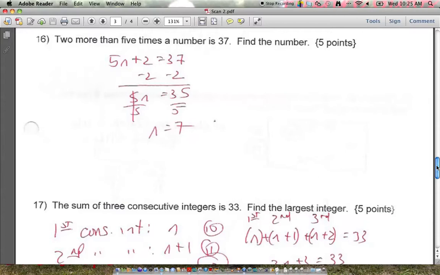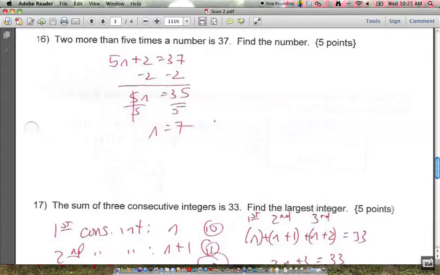So I don't need a table. That's the big thing. If it talks about two numbers or three numbers, then I need tables. This one I don't. So I just go: two more than five times the number. More than and less than switch the order. Last shall be first, first shall be last. 5n plus 2 is 37, minus the 2, divide by 5, n is 7. That's easier than the quiz question that we did well on.